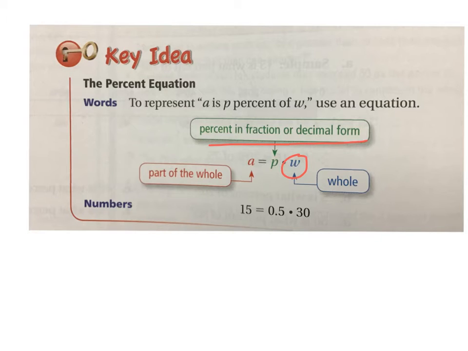So you see an example here. 0.5 times 30 is 15. 0.5 is what percent? 50%. Okay, so 50% of 30 would be 15, which makes sense, right? Because half of 30 is 15. So that's what you're going to be doing this whole lesson.